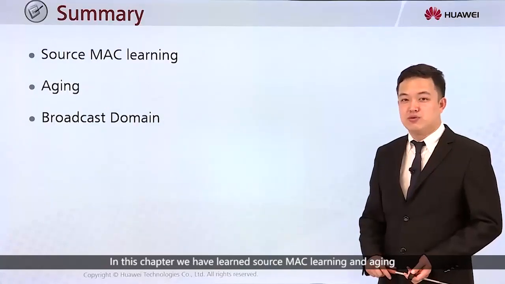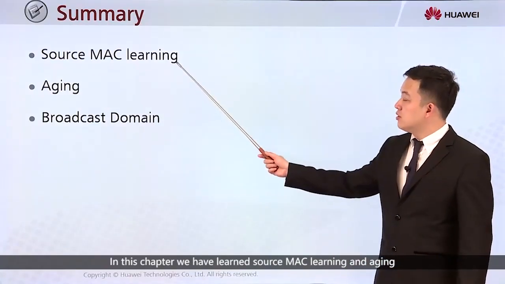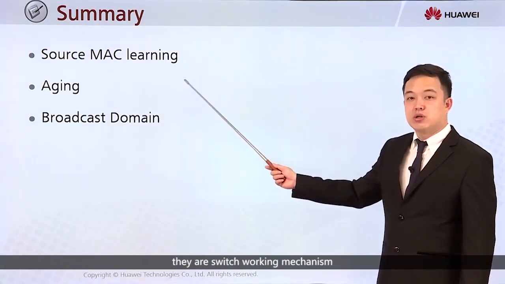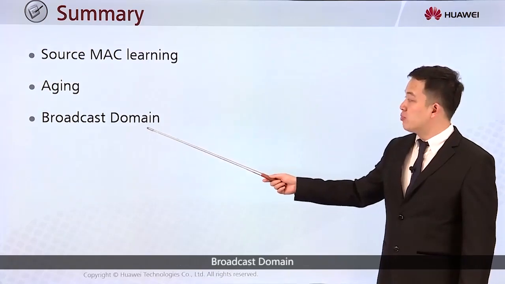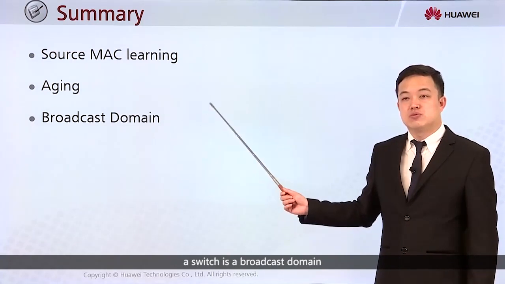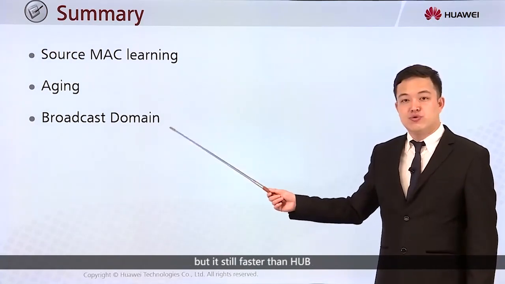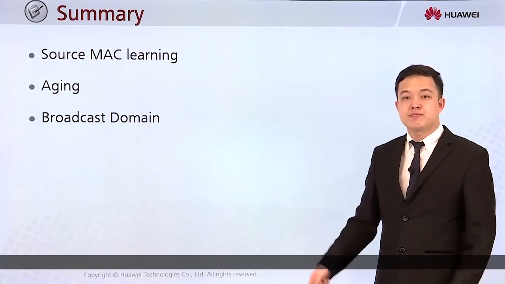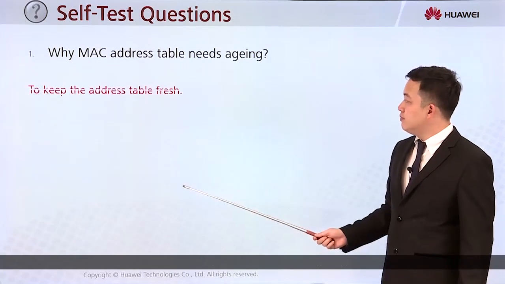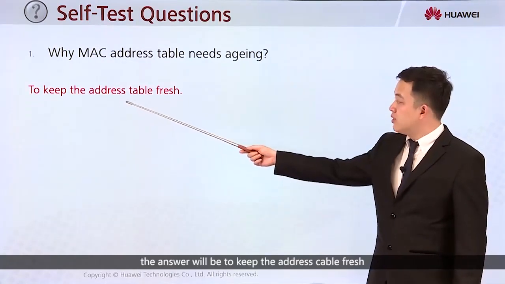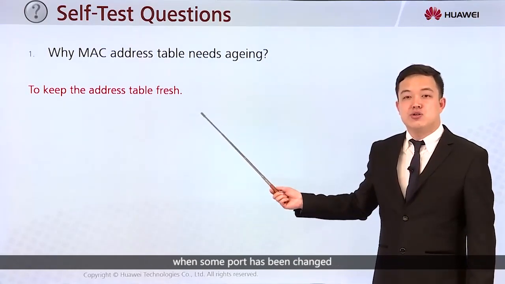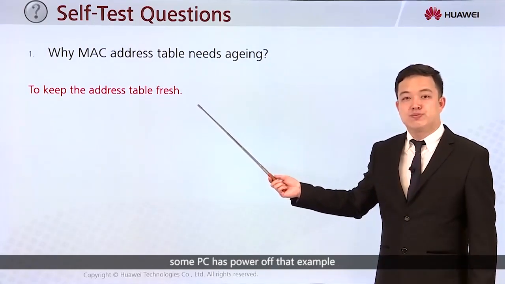In this chapter, we have learned source MAC learning and aging. They are the switch working mechanism, and the broadcast domain. A switch is one broadcast domain, but it's still faster than a hub. So the question is, why does the MAC address table need aging? The answer is to keep the address table fresh when some port has changed or some PC has powered off, for example.